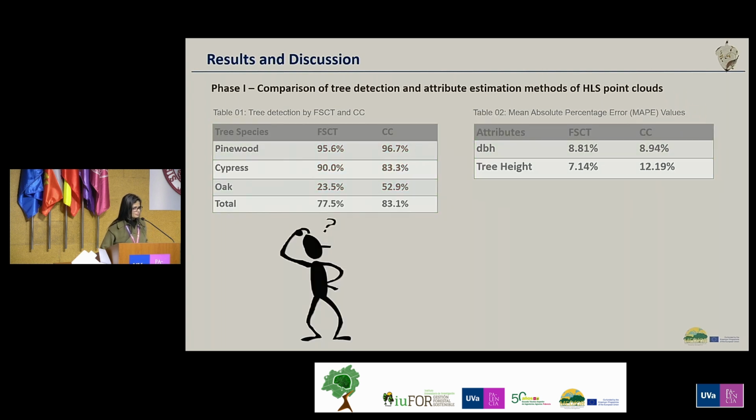Now, the problem is what happened with oak. Oak is a result of natural regeneration, and they grow as clusters. So in LiDAR or with point clouds, there are some difficulties in identifying these clusters.